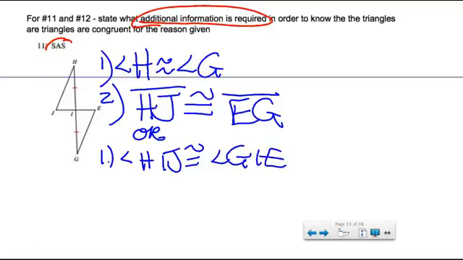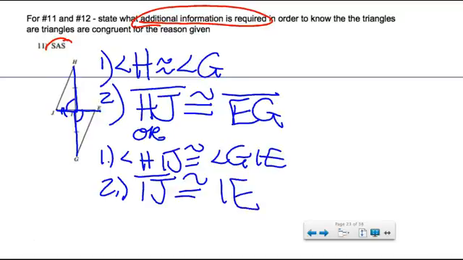Let's go mark that. HIJ, GIE. And then in order for me to do side, angle, side, I have to walk along that and make sure I do side, included angle, side. So I'd also need segment IJ congruent to side IE. So there's two ways you could have done that one correctly.